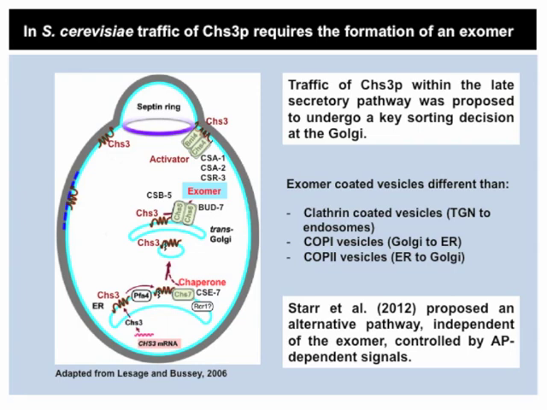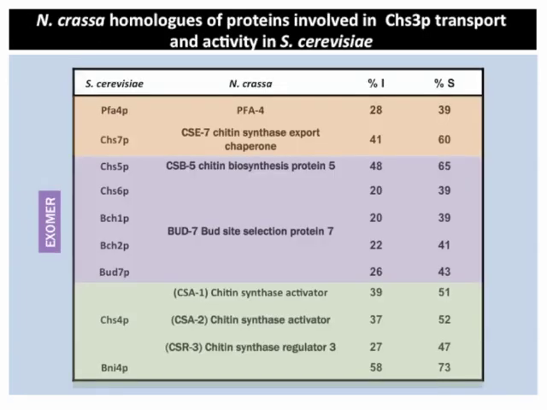However, they also found that there are alternative pathways independent of the exomer, and that they are controlled by some adaptor protein dependent signals. So it seems that the fate of this chitin synthase is quite complicated and is determined by different domains in the amino acid sequence of the protein. So it's quite a complicated mechanism, and we have 7 different enzymes to study. So we're just starting now to study what's happening in Neurospora.